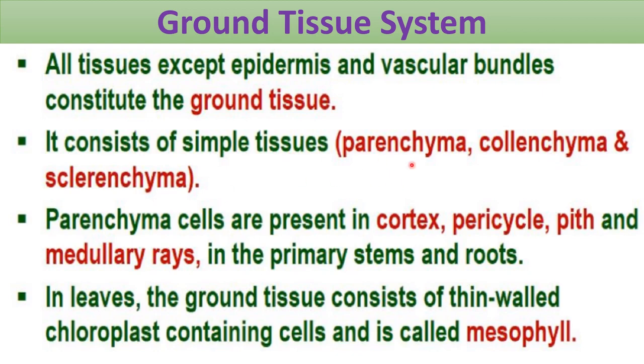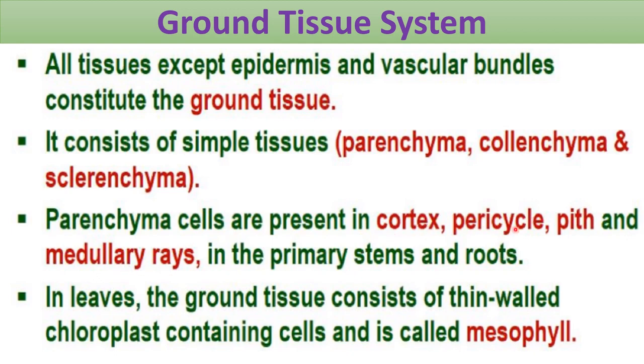Okay, you know about the parenchyma, collenchyma and sclerenchyma. So all these form the ground tissue system. Parenchyma are present in the cortex, pericycle, pith and medullary rays.